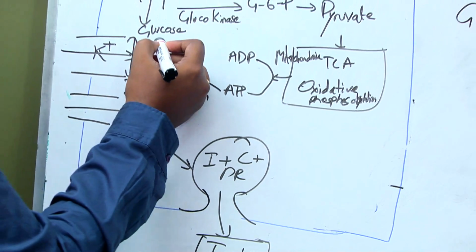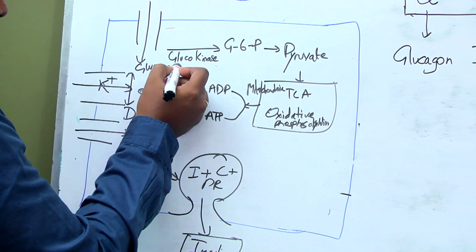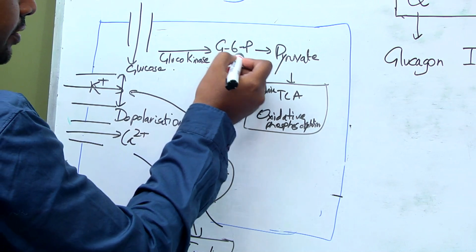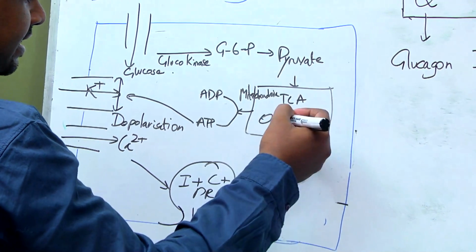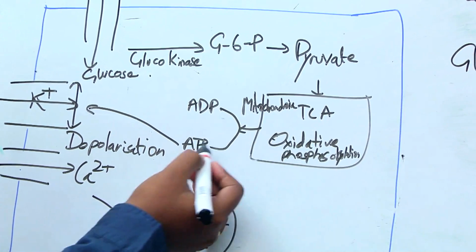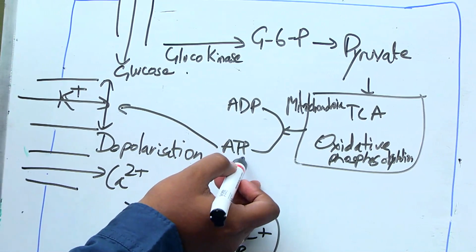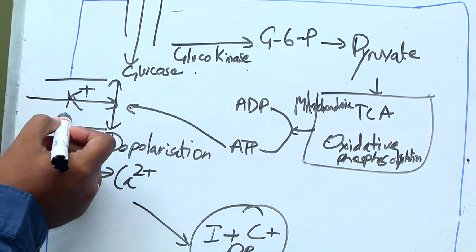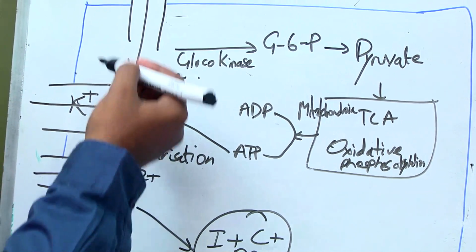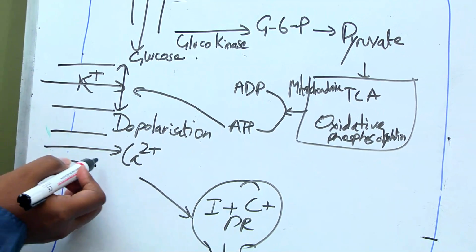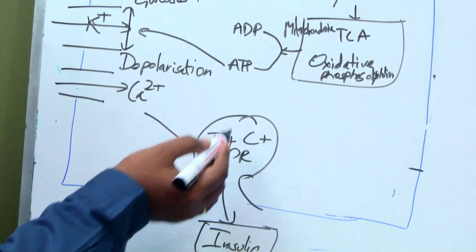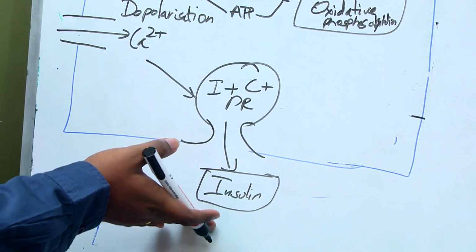So when glucose comes into the cell, it is acted upon by glucokinase and converted into G6P, which is converted to pyruvate, which undergoes the TCA cycle in the mitochondria, which results in formation of ATP. So this ATP goes and blocks your K plus channels, leading to depolarization and entry of the calcium ions, which acts on the secretory granules and leads to secretion of your insulin.